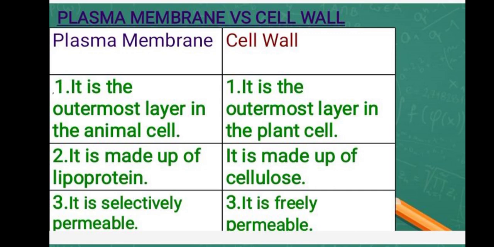Let's see plasma membrane versus cell wall. Children, as we have discussed earlier also, the very first point is plasma membrane is the outermost layer in the animal cell, whereas cell wall is the outermost layer in the plant cell. Plasma membrane is made up of lipid and protein, which is called as lipoprotein in short, whereas cell wall is made up of cellulose. Plasma membrane is selectively permeable, that is, it allows only selected materials to move across it. But cell wall is completely freely permeable.